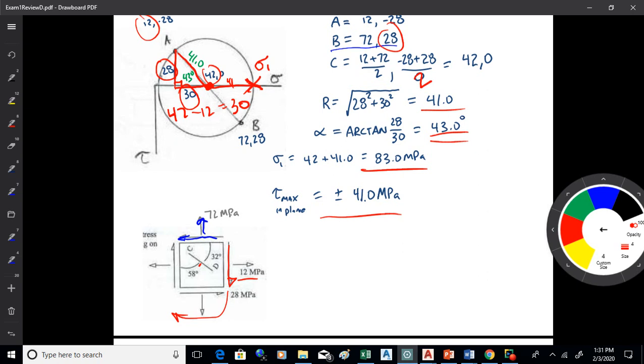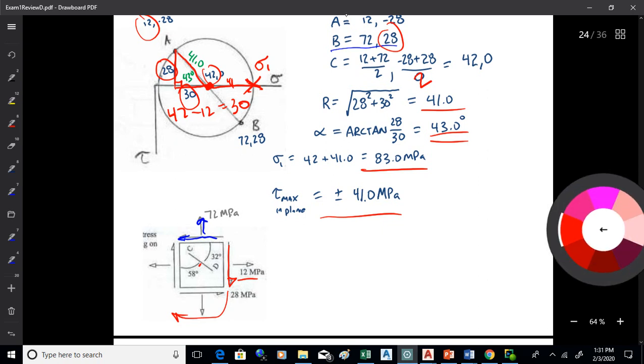All right, now if I want to know what's going on plane CD, what I do is I take the angle on the element, which is 58. So to get to plane CD from the vertical plane, I'm going counterclockwise 58 degrees. So I'll double that. Twice 58 is 116. I just have to do my arithmetic there. It's 116.